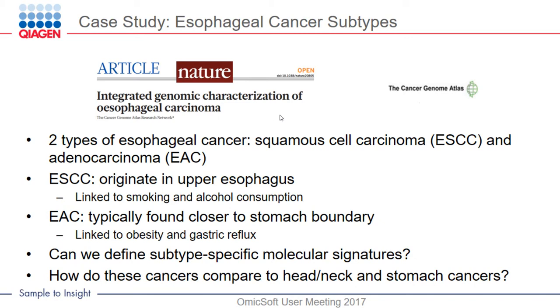A recent paper used TCGA data to examine the differences between two esophageal subtypes, squamous cell carcinomas and adenocarcinomas, to better identify molecular subgroups for potential therapeutic targets.